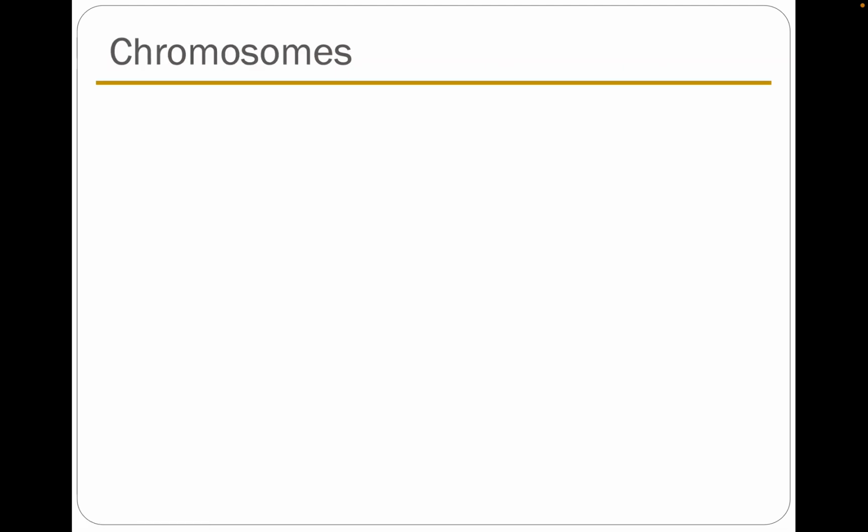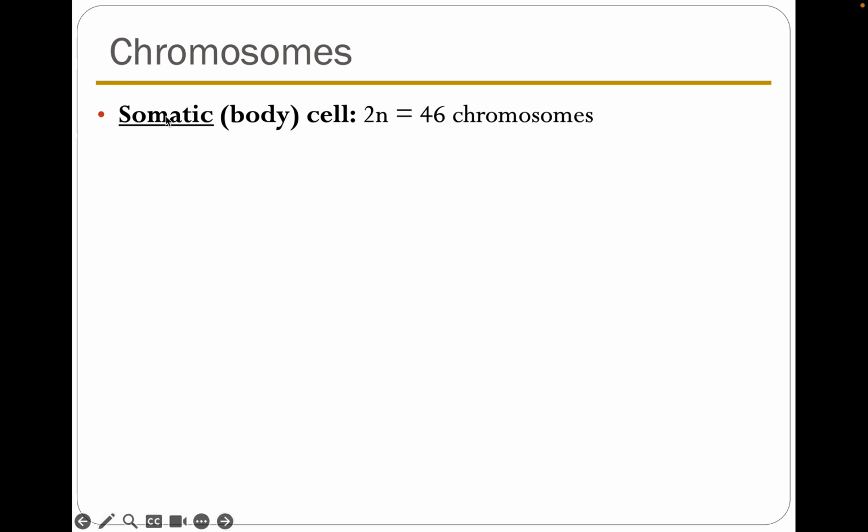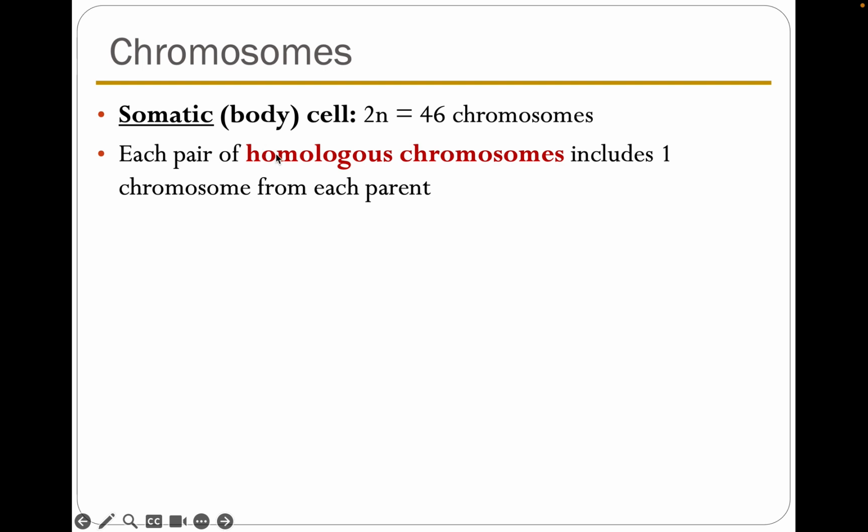All right, so let's talk a little more about chromosomes. Chromosomes in your somatic cells, the cells that make up most of your body, are diploid. That means they have two copies of each chromosome, one from your mom and one from your dad. And for humans, that makes a total of 46 chromosomes. Every species has a different number of chromosomes. Each pair of homologous chromosomes includes one chromosome from each parent.